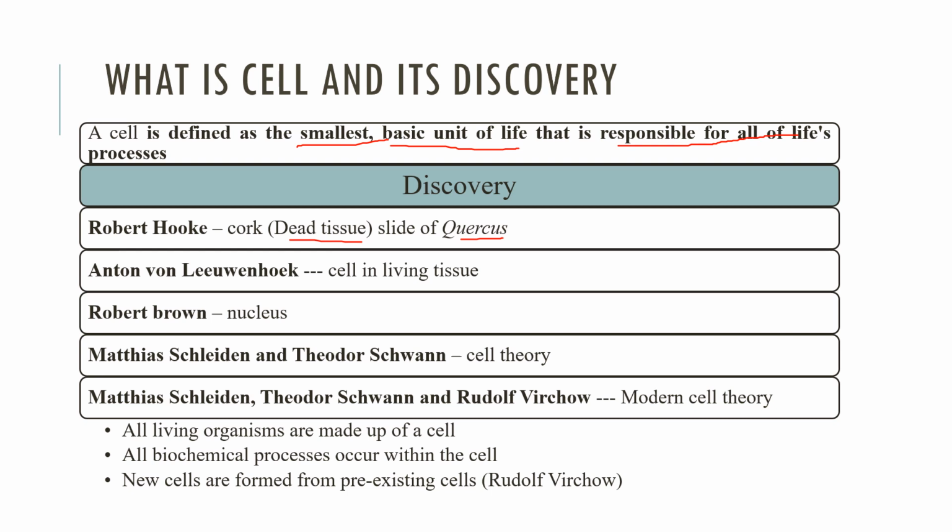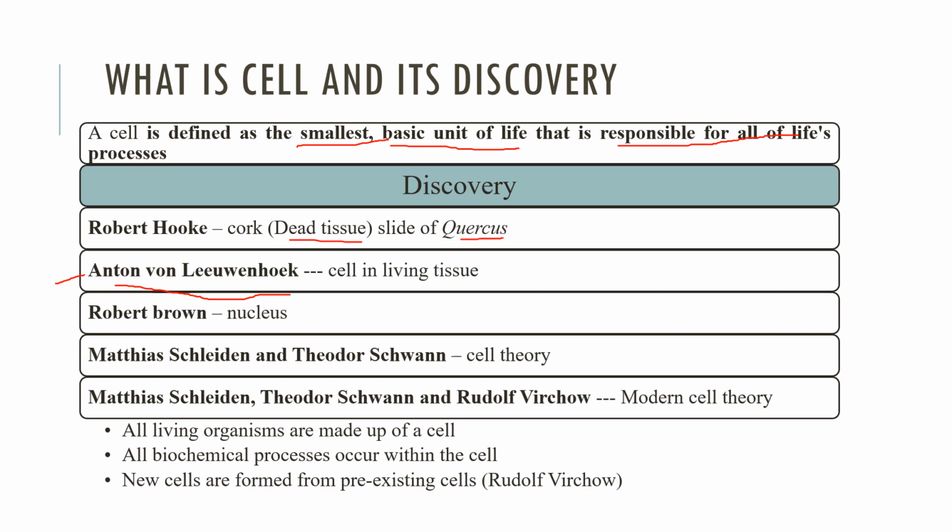Next is Anton von Leeuwenhoek, who discovered cell in living tissue. So if there is a question that who discovered cell, and there is an option Robert Hooke, then you will tick Robert Hooke. But if there is an option that who discovered cell in living tissue, then the answer is Anton von Leeuwenhoek. Robert Brown discovered nucleus.